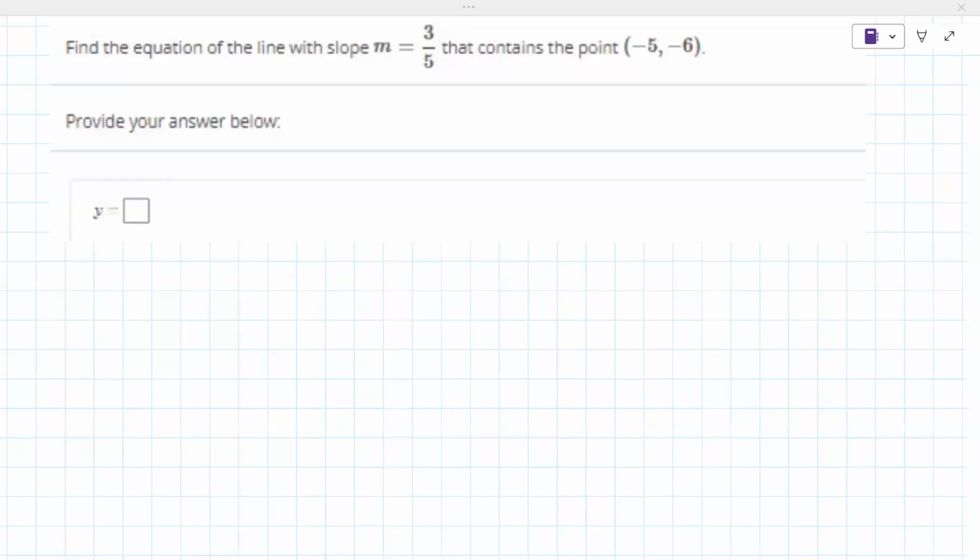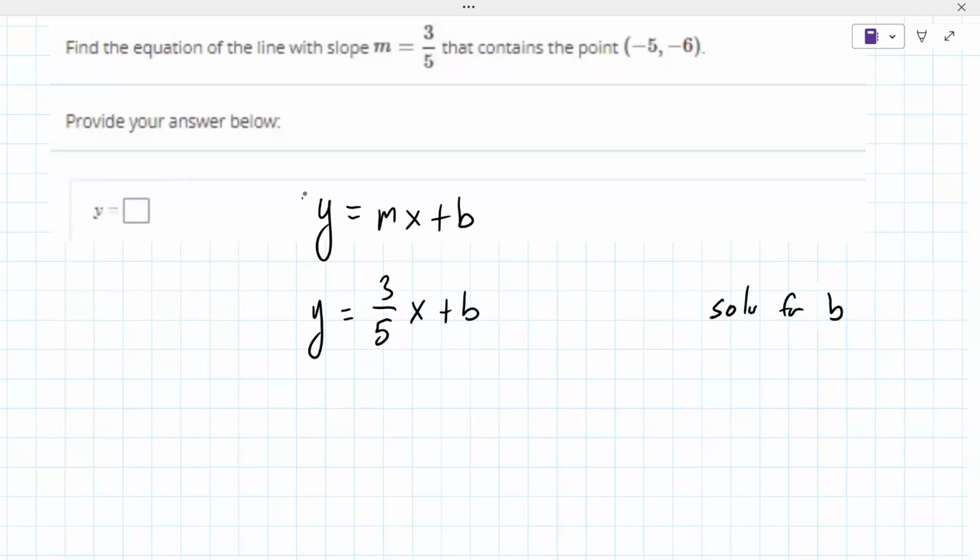Okay. So the first thing here is that you start with the equation y equals mx plus b. Are they giving you the value of m in this equation? Yes. What is the value of m? 3/5. So you start by substituting that in. To solve for b, you need an x and a y. Do they give you an x and a y? Yeah, it'd be -5 and -6. Yes, so negative 6 is the y value. 3 over 5 times negative 5 divided by 1 plus b.